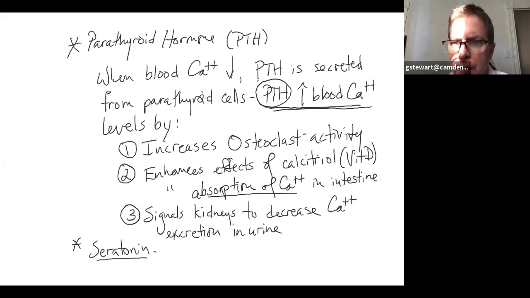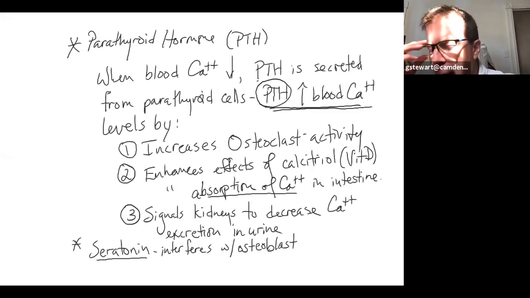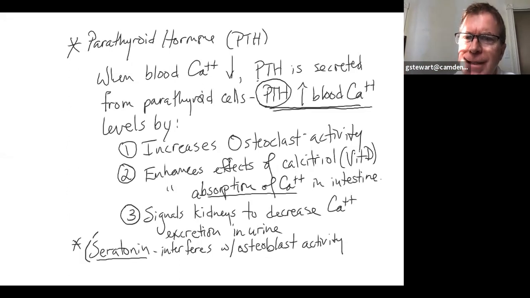So let me write that out. So we slow calcium deposit when serotonin is present. I'll make sure you understand the connection here. So this is a theory of why serotonin is secreted, and it's known scientifically that it interferes with osteoblast activity. So we don't deposit as much calcium when serotonin is being released. That leaves calcium to be available in the blood.